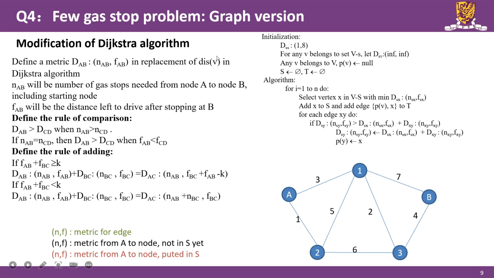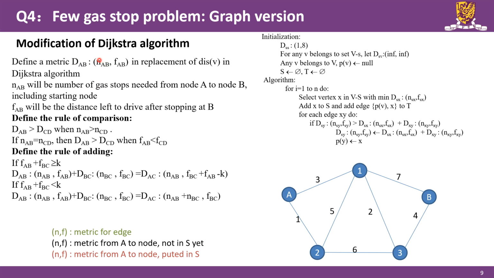The professor has already introduced the Dijkstra algorithm in his lecture, and the very crucial part of this algorithm is the distance metric, that is the distance from the source node to the node under investigation, which is denoted as V. We can also define another metric that I denote as capital D subscript AB. So D_AB is a metric between two endpoints in this gas station graph, between the starting point at A and the stop at B.